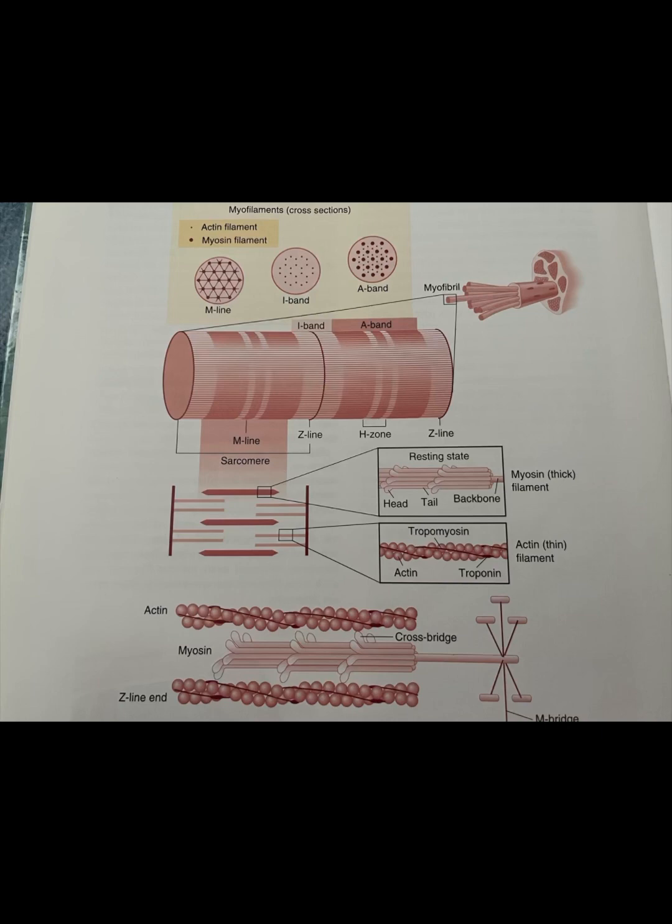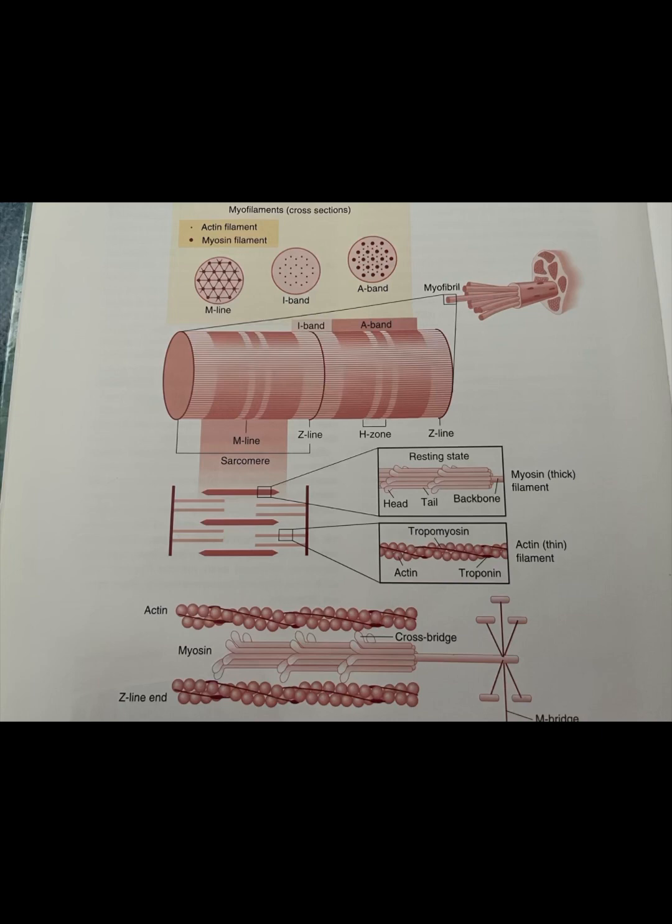The H zone is the area in the center of the sarcomere where only myosin filaments are present. During the muscle contraction, the H zone decreases as the actin slides over the myosin towards the center of the sarcomere. The I band also decreases as the Z lines are pulled toward the center of the sarcomere.